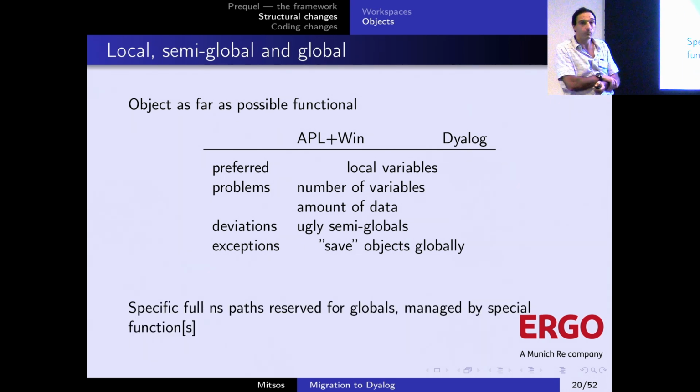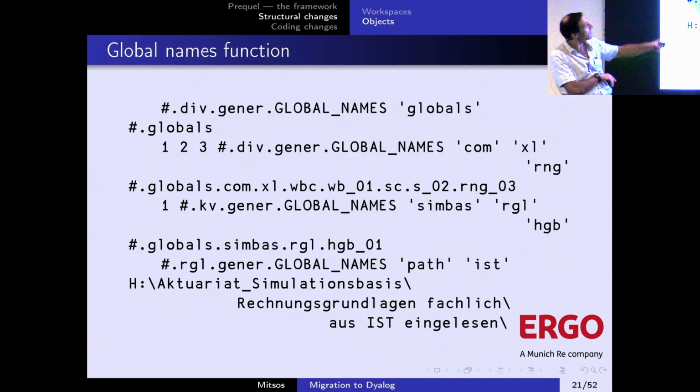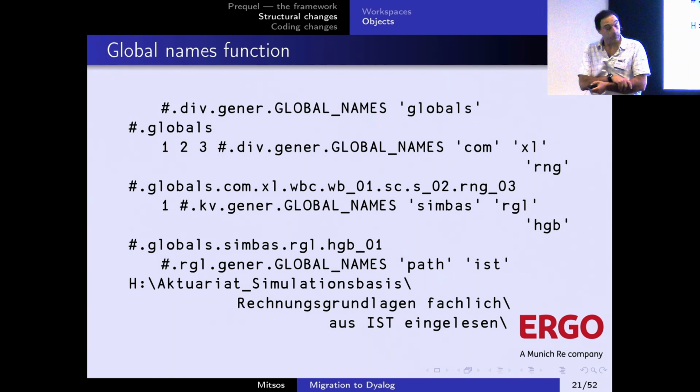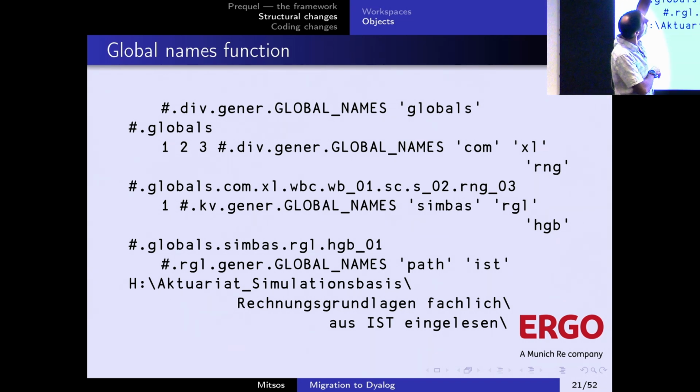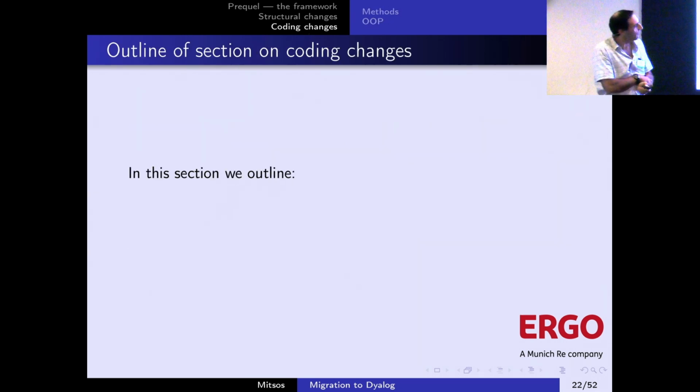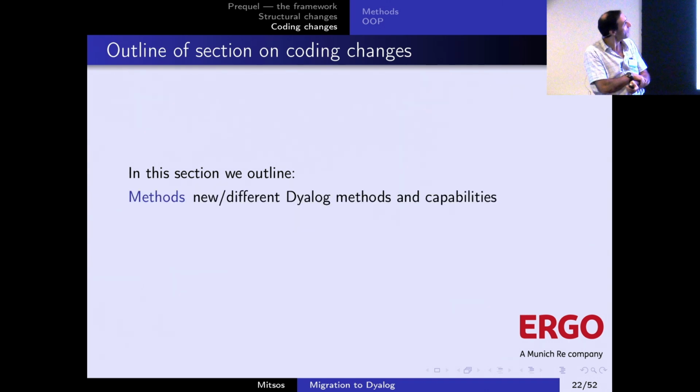If something needs to be saved globally, then I use specific paths, like this, for example. This function, global names, I can ask it, where should I save a range object of Excel globally? And it tells me this would be the right path to save it globally. Okay, and this was all about the object, the structural changes. I think, again, they have become better during migration.